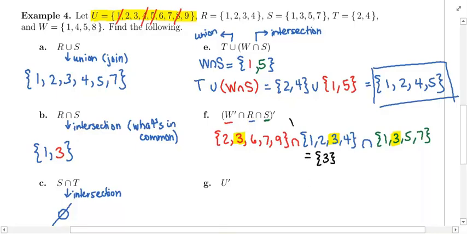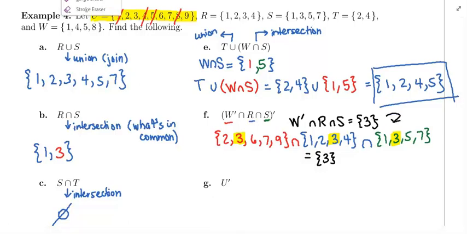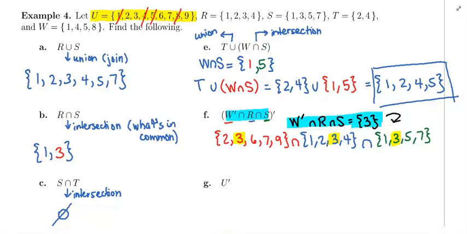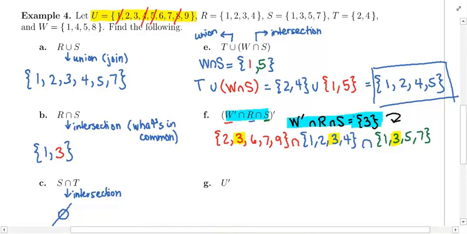remember, we just did W complement intersected R intersected S. And so that result is just the set 3. So that came from all this work. That is this piece, the stuff inside the parentheses that we just did. Inside the parentheses, we have W complement intersected R intersected S, and once we simplified that, we figured out that's just the number 3.